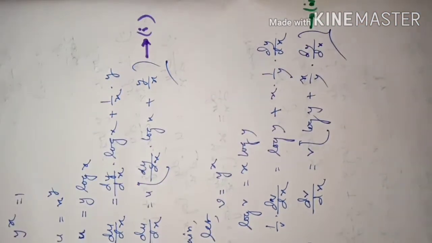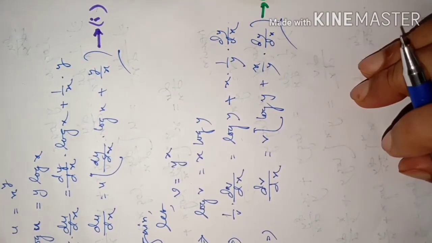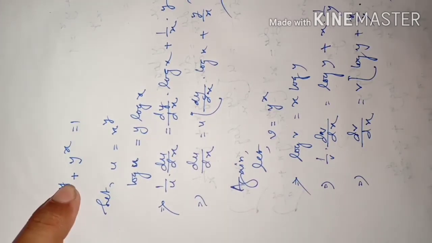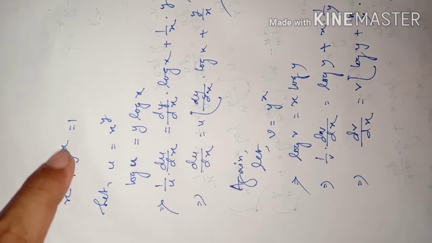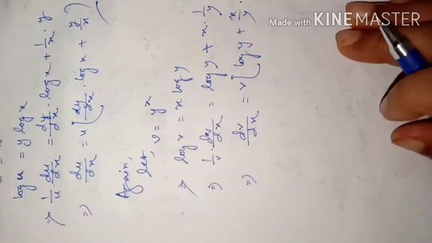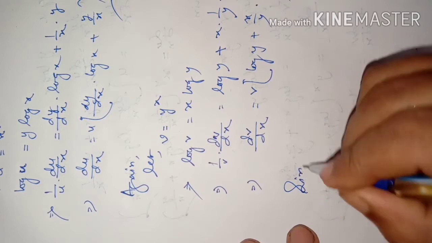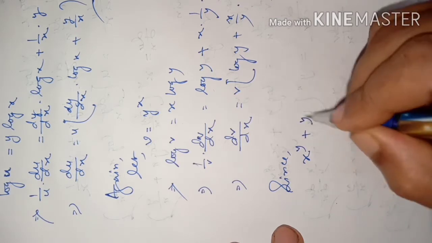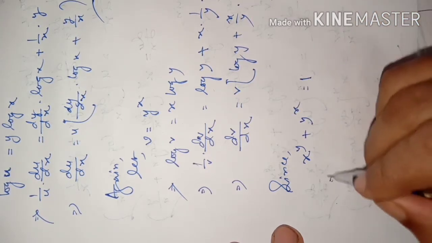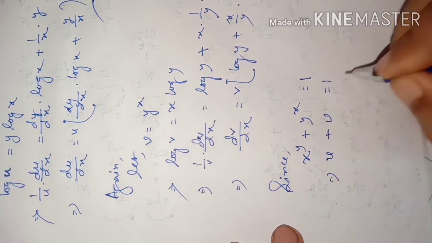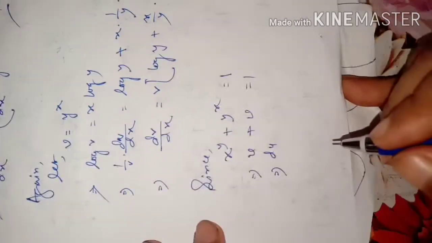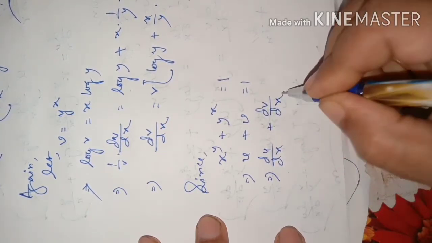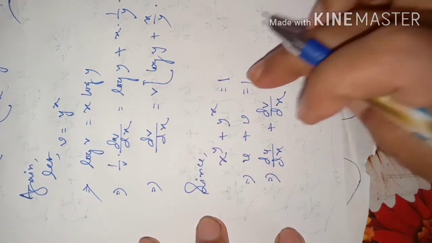Now combine both these equations. You see this is u plus v. The given equation is what? u plus v. According to our assumption, this is u, this is v. So du by dx and dv by dx will be equal to 0. Since x to the power of y plus y to the power of x is equal to 1, that is u plus v is equal to 1. That means du by dx plus dv by dx is equal to 0, so d by dx of 1 is 0.